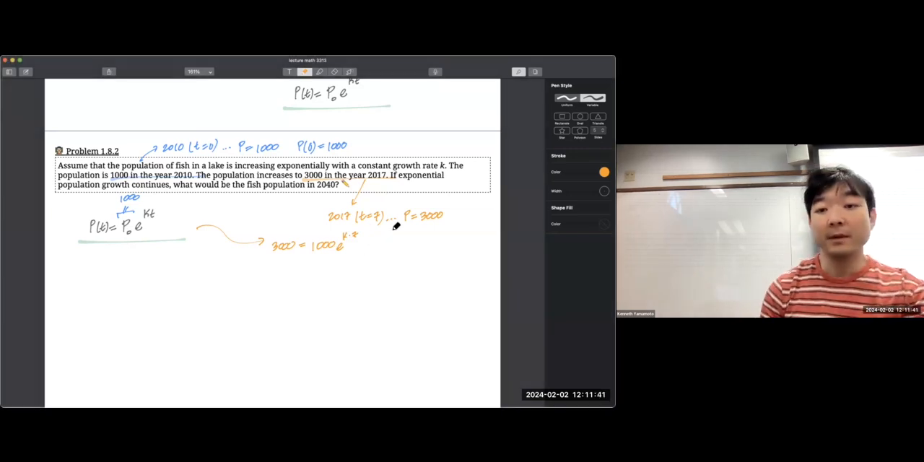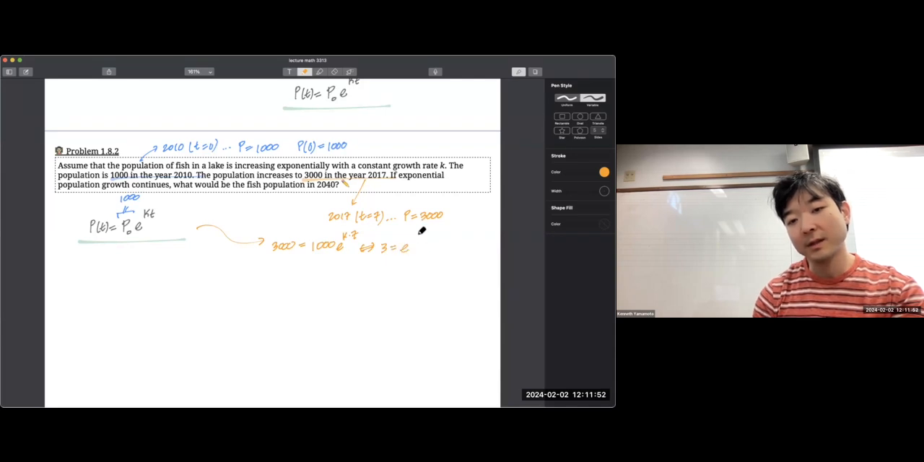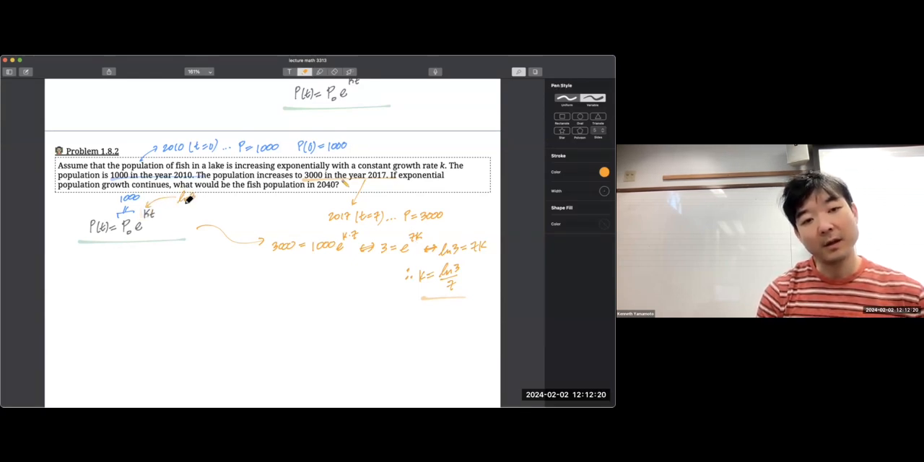And it's probably small, but that's e to the k times 7. And so if you just divide everything by 1,000, it's just going to become 3 is equal to e to the 7k. And then you can solve for k by just taking the ln. The ln and the e cancel, so you have this. So therefore your k, your growth rate, given the information they provide, is this. And this is the k that will go into here. So I'll just say that this k is really ln of 3 over 7.